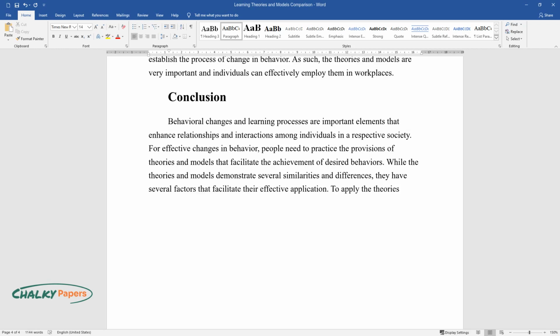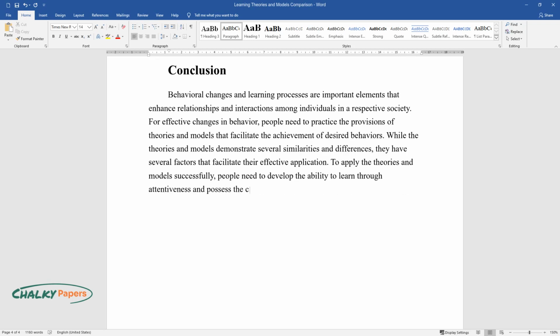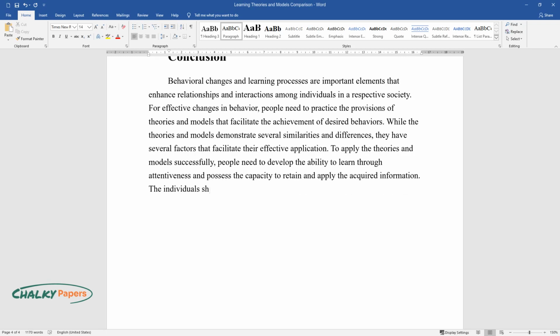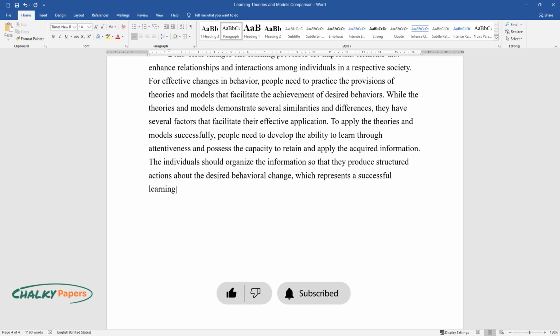application. To apply the theories and models successfully, people need to develop the ability to learn through attentiveness and possess the capacity to retain and apply the acquired information. The individual should organize the information so that they produce structured actions about the desired behavioral change, which represents a successful learning process.